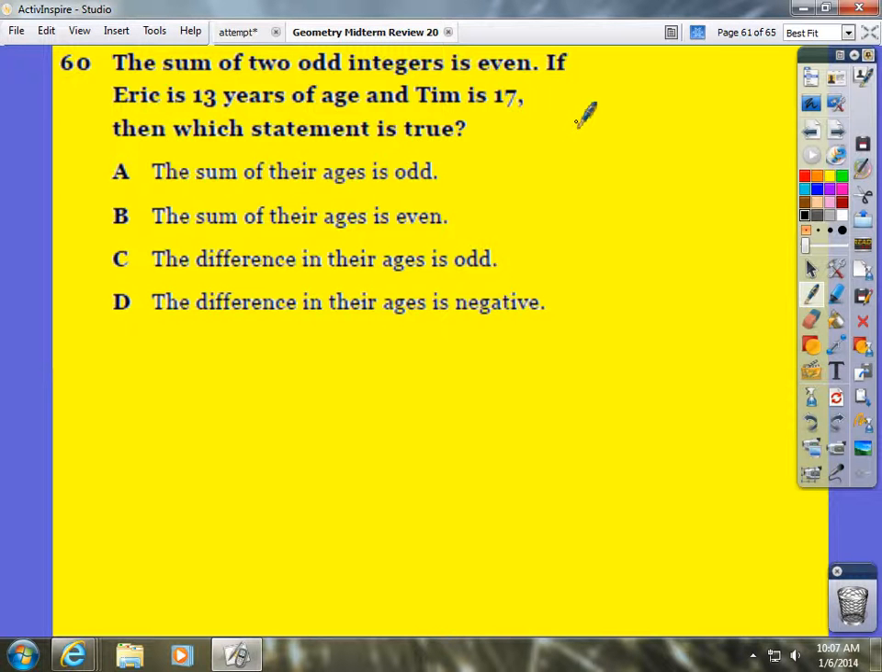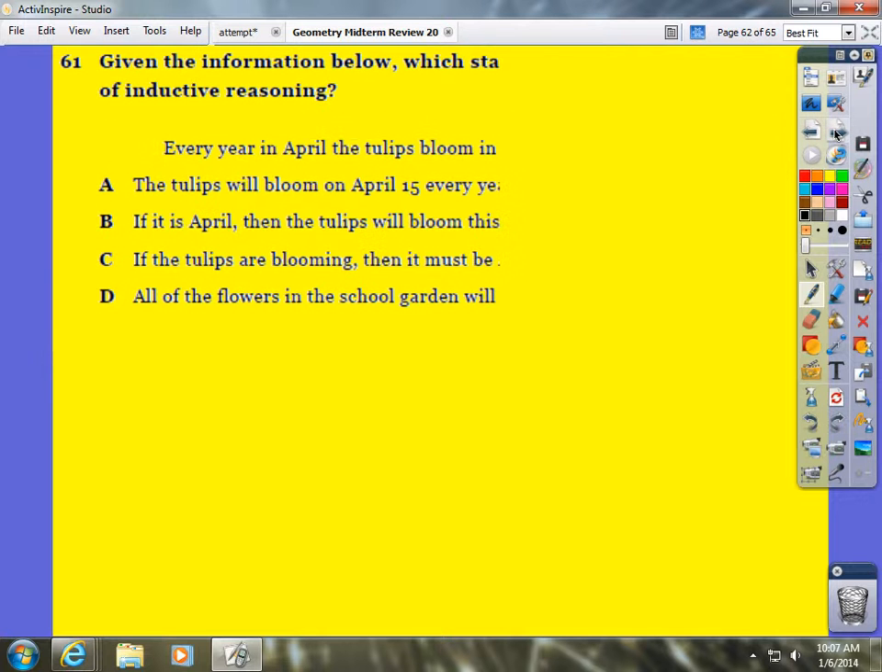And given the information below, we want inductive reasoning. Every year in April the tulips bloom. The tulips bloom. If it is April, the tulips will bloom. If the tulips are blooming, then it must be April. Okay, we're going to forget about all the flowers because we don't want all of the flowers. But, okay, we can conclude that if it's April, then the tulips are going to bloom. All right, and there we go.